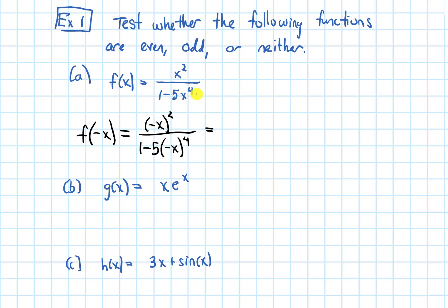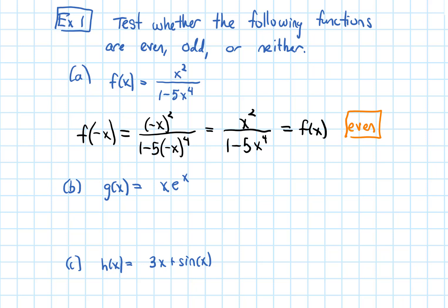Okay, so negative x being squared is just x squared, because when you square that negative, it becomes positive. Similarly, on the denominator, you'll get 1 minus 5, and then negative x to the fourth will just be x to the fourth, because that negative, when you raise it to the even power, will go away. Okay, so notice this is just my original function. It's just f of x. And according to the definition, that makes this function even.